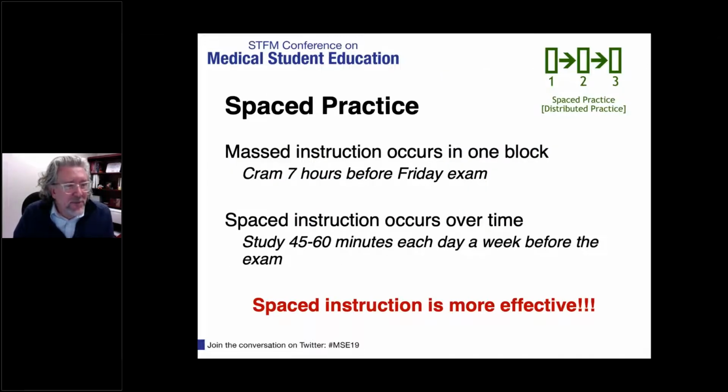And what's cool about spaced practice is that we are not increasing the amount of time that learners are studying, right? We're just organizing how they study. So for example, rather than cram for 7 hours, we're going to study for 40 to 60 minutes each day the week before the exam. And what we find when we do recall tests 3 weeks later is that people who use spaced practice retain far greater information than students who don't.